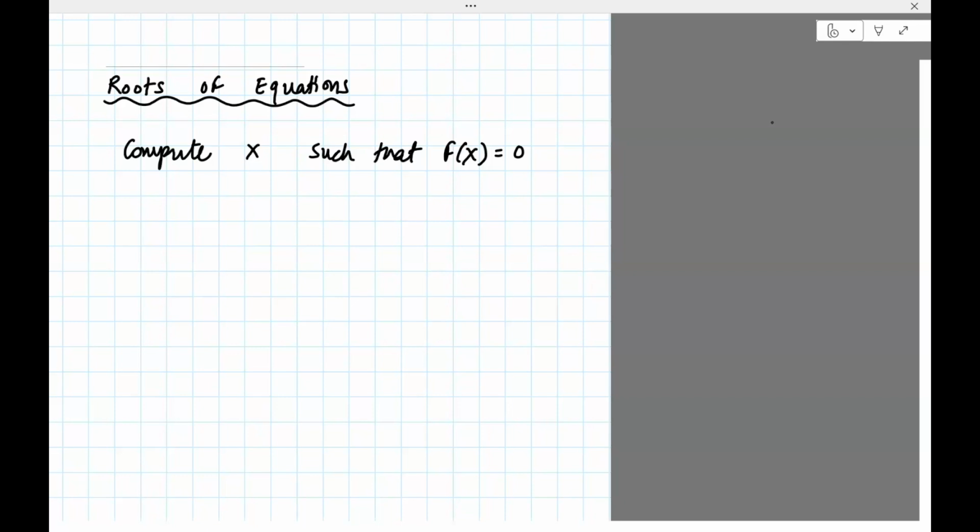If f of x was some complicated expression, like x squared plus 2 sine x minus 3x cubed, and you need to find x such that that whole term is 0, it is not an easy problem. It is kind of an involved problem. So how do we go about solving that? That is the question here. Roots of equations are usually helpful in many fields.